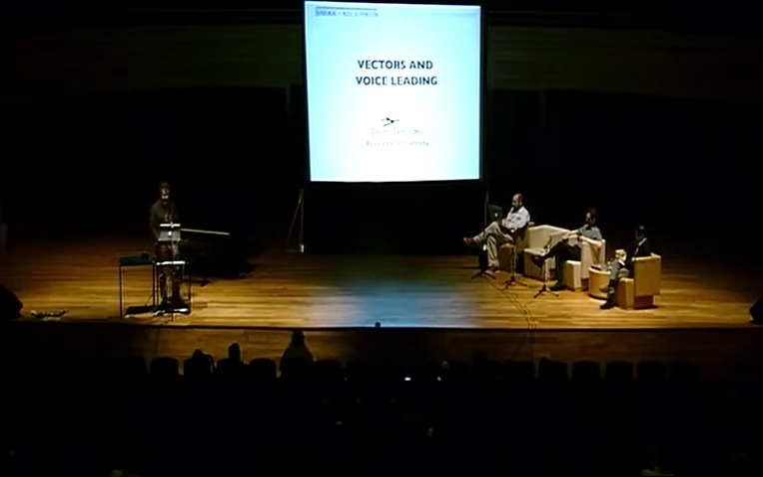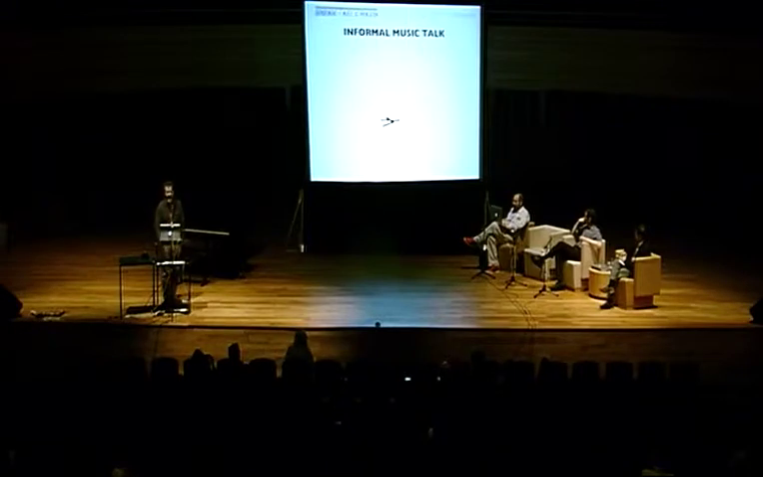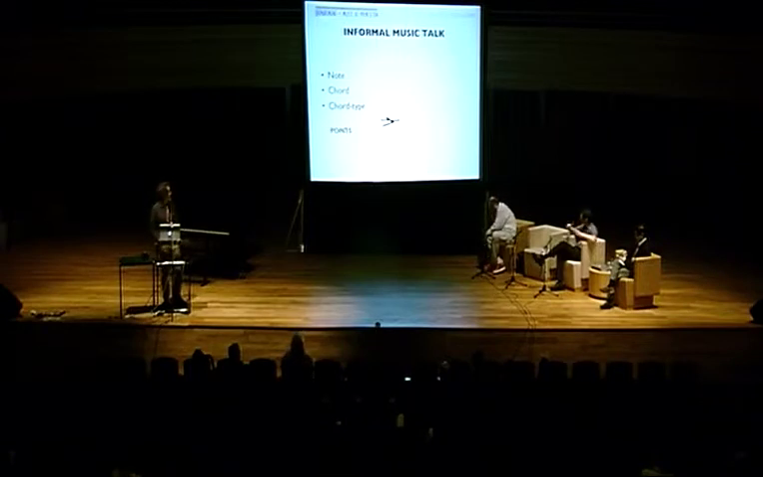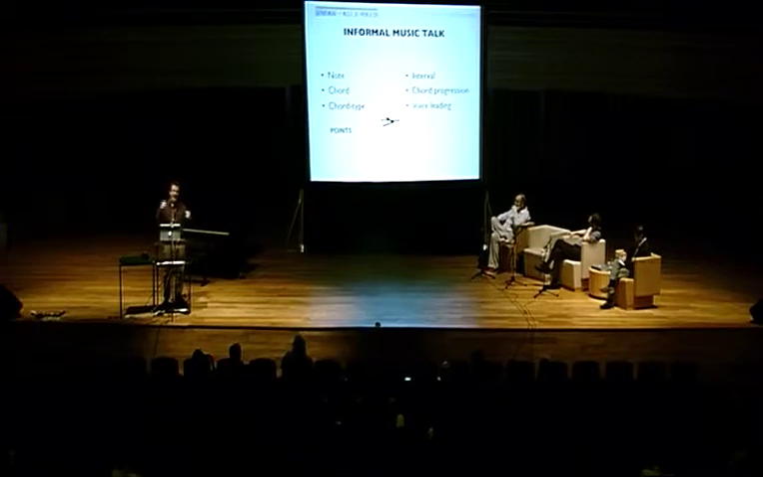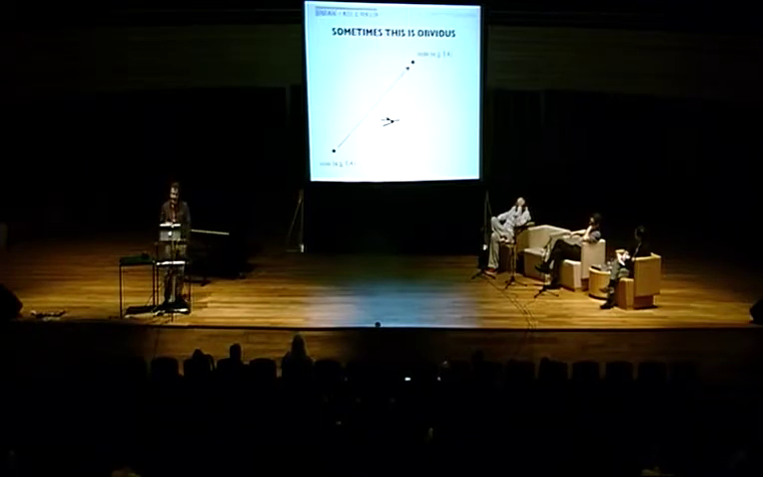The title of my talk is Vectors and Voice Leading. If we think about informal musical talk, there's a lot of terms that intuitively refer to musical objects, which we can think of as points in a space. These include terms like note, chord, chord type. And these all refer to some sort of singular musical object. We also have musical terms like interval, chord progression, and voice leading. And these intuitively seem to refer to transitions from one object to another object, or what we might think of as vectors.